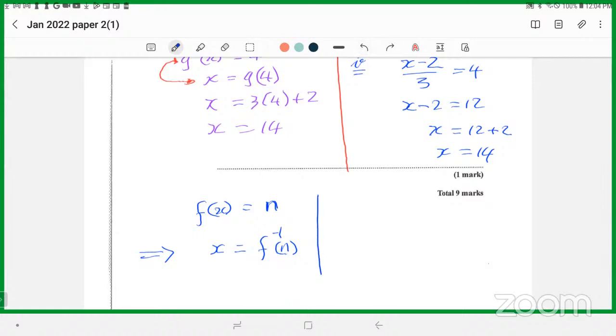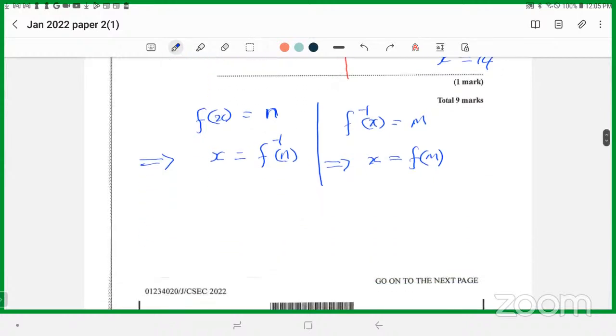And it goes the other way around as well. If f to the minus 1 of x equals some other number m, then it implies that the x inside here is equal to f of m. What that means is, if f to the minus 1 takes it from x to m, then m goes back to x using f, the inverse. That's how the inverse and its function work. The reverse mapping.